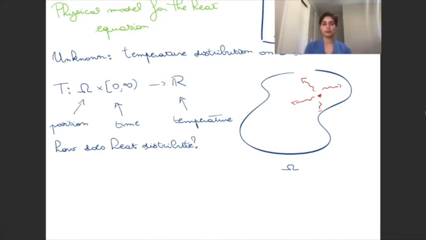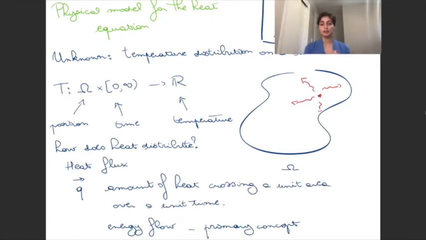So we are constructing a function, capital T, that goes from position and time to a value that we're going to call temperature. And we want to look at how the T value varies over omega and over time. And we're going to look at how heat distributes. The key element to understand how heat distributes is going to be this Q, which is called the heat flux.